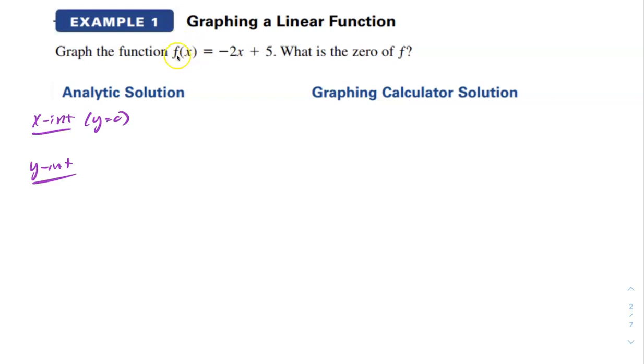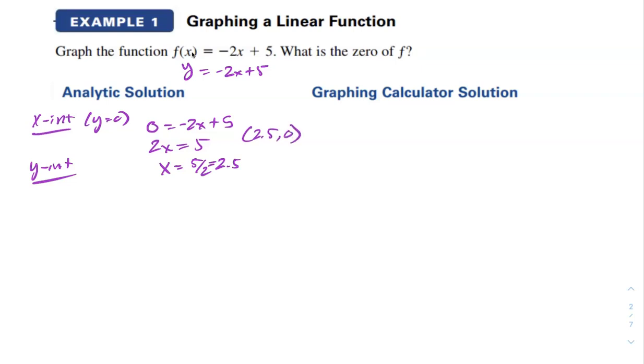In this case, you notice it's a function, it's f of x. Remember, f of x and y are the exact same thing. You could easily see this as y instead. So it serves the exact same purpose. So we're going to get 0 equals -2x plus 5. I'm going to solve this. I'm going to get x equals 5 over 2, or 2.5. So we have the point (2.5, 0).